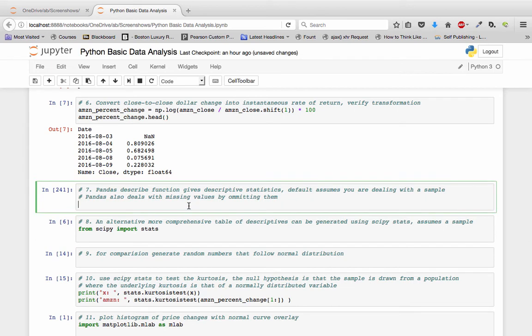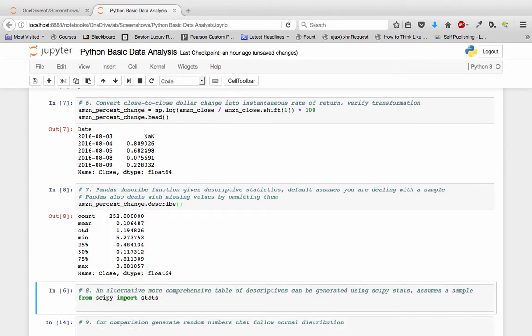Now what we're going to do is look at some summary statistics so we can see if there's anything unusual going on in this data set. To do that, I'm first going to use the pandas describe function, and it's going to give us a nice little table of summary statistics.